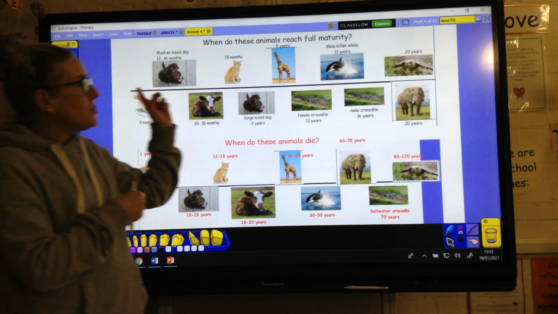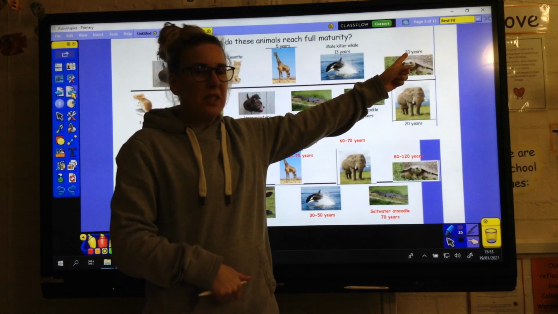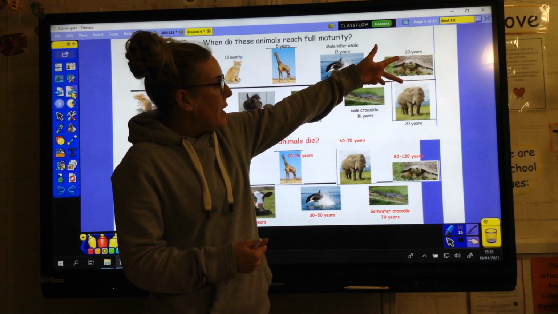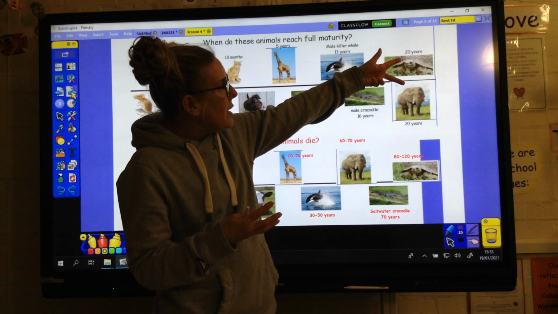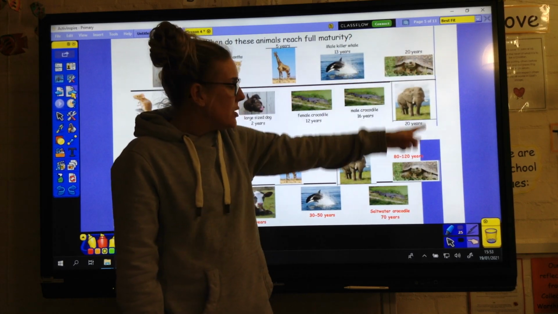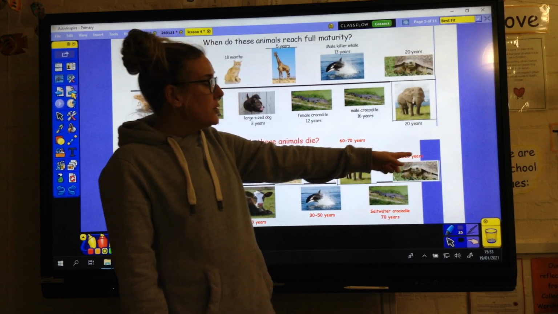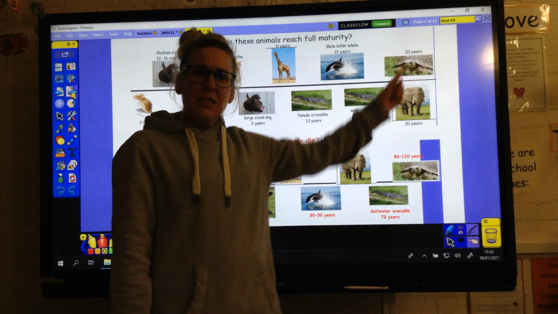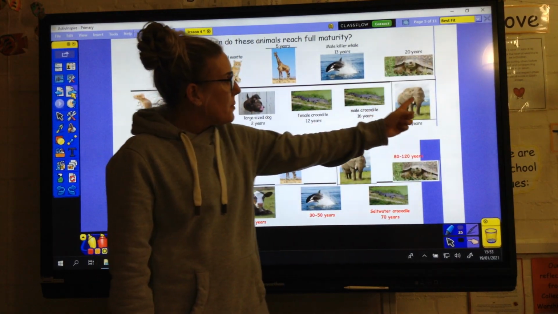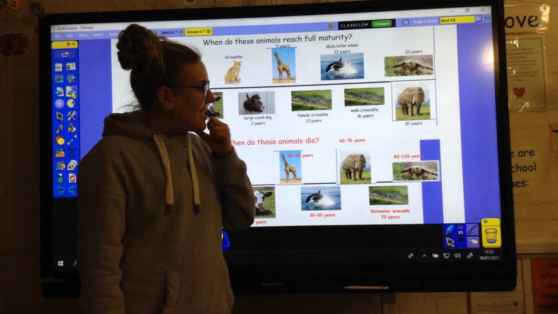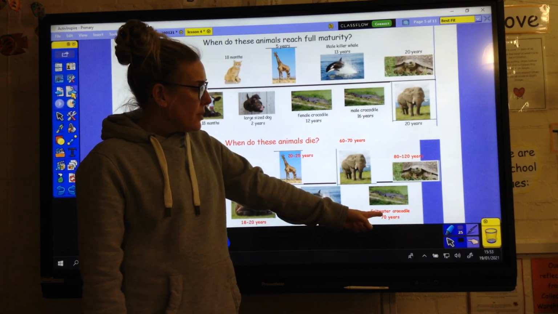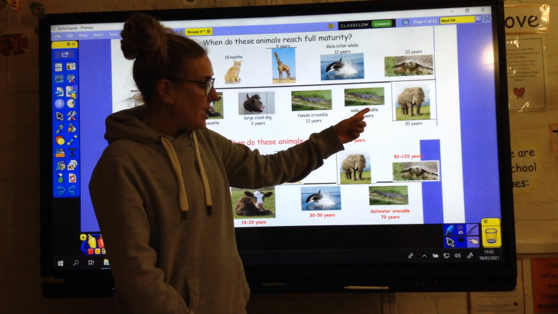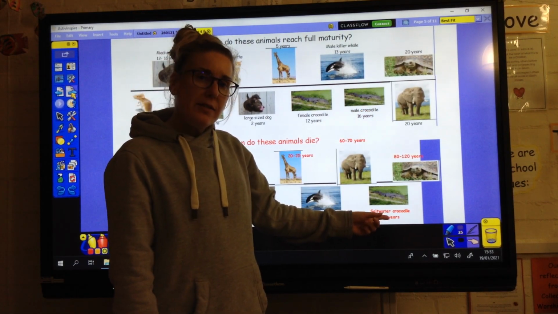Do those animals that mature later in life, so a tortoise and an elephant, they both mature when they're about 20. Do they live the longest? Well, if we look at the tortoise, oh my goodness, a tortoise can live up to 80 to 120 years. So that is quite a long time. And then our elephant, 60 to 70 years. Oh, and we've got a little sneaky crocodile here. He matures when he's 16 and then lives till he's 70.